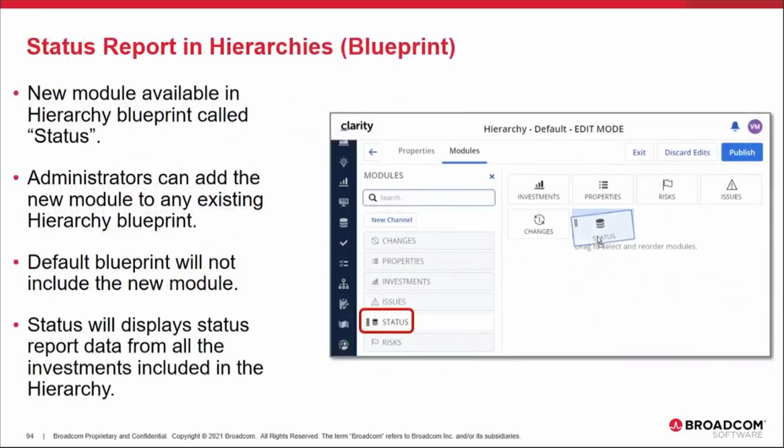So the first is the status report, which is now available as a new module in the hierarchy blueprint. Administrators can add this new module to any existing hierarchy. Default blueprints will not include this new module, and the status will be displayed for all the status reports that have been included in the hierarchy for all the investments included in the hierarchy.